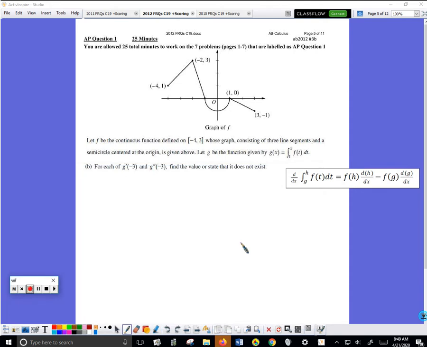Okay, for each of g prime of negative 3 and g double prime of negative 3, find the value or state that it does not exist. So just work one at a time. So I've got the formula for g. To find g prime of negative 3, I have to find g prime first. So I have to use this formula from the golden notes.